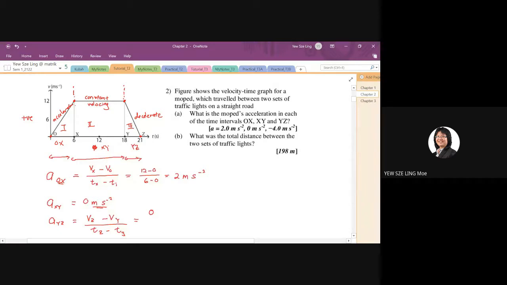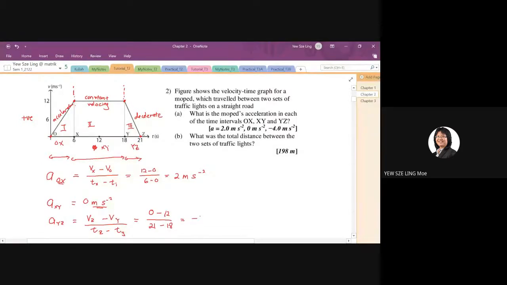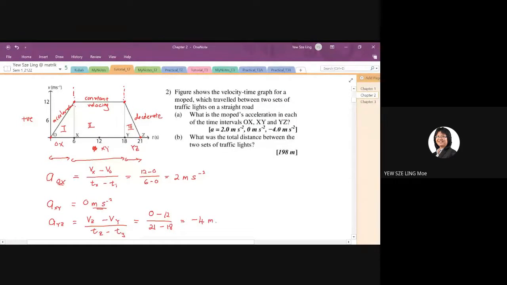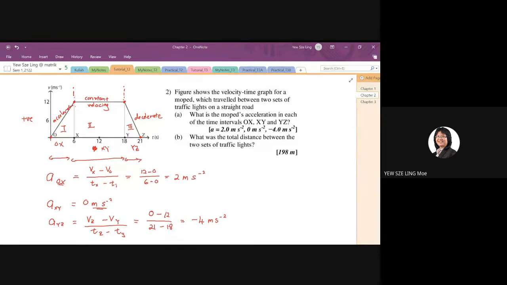For a_OX, if you just write 12 divided by 6, that is fine. But when it comes to a_YZ, you must mention this 0, because it represents your final velocity. So (0 minus 12) divided by (21 minus 18). You're going to get negative 4 m/s². All right, so that is how you calculate accelerations at each individual part.